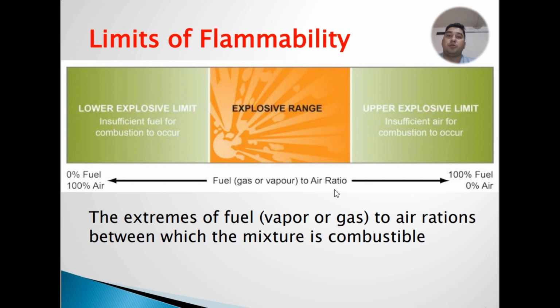The explosive range is the fuel gas vapor to air ratio. Then we have the upper explosive limit. In this one, fuel will be 100%, but there will be no air, or no oxygen in the air. So that is the upper explosive limit and the lower explosive limit. At the lower explosive limit, there is insufficient fuel, but oxygen is sufficient. At the upper explosive limit, fuel is sufficient, but oxygen is inadequate. These are the extremes of fuel vapor or gas to air ratios between which the mixture is combustible.